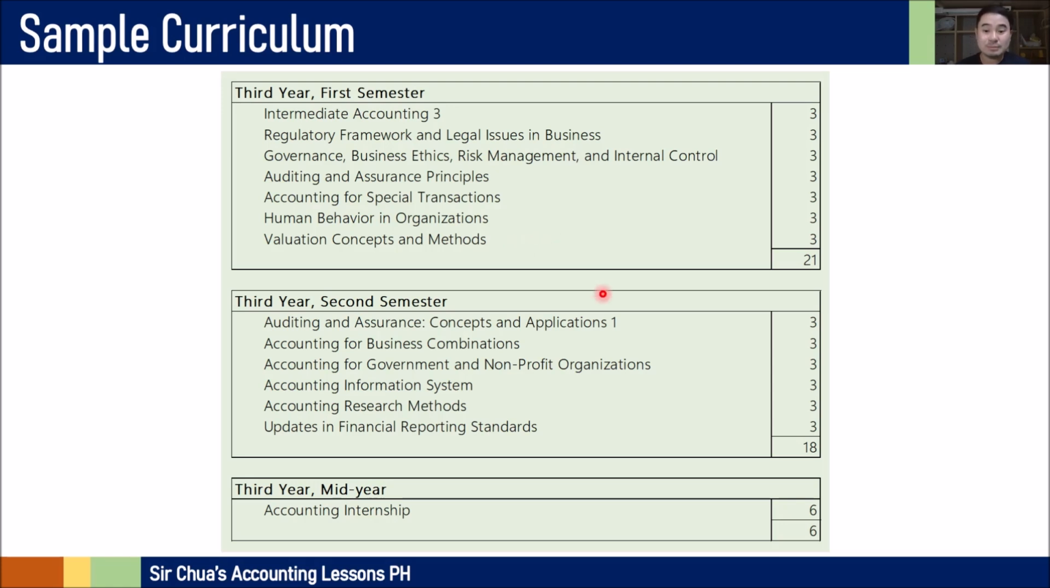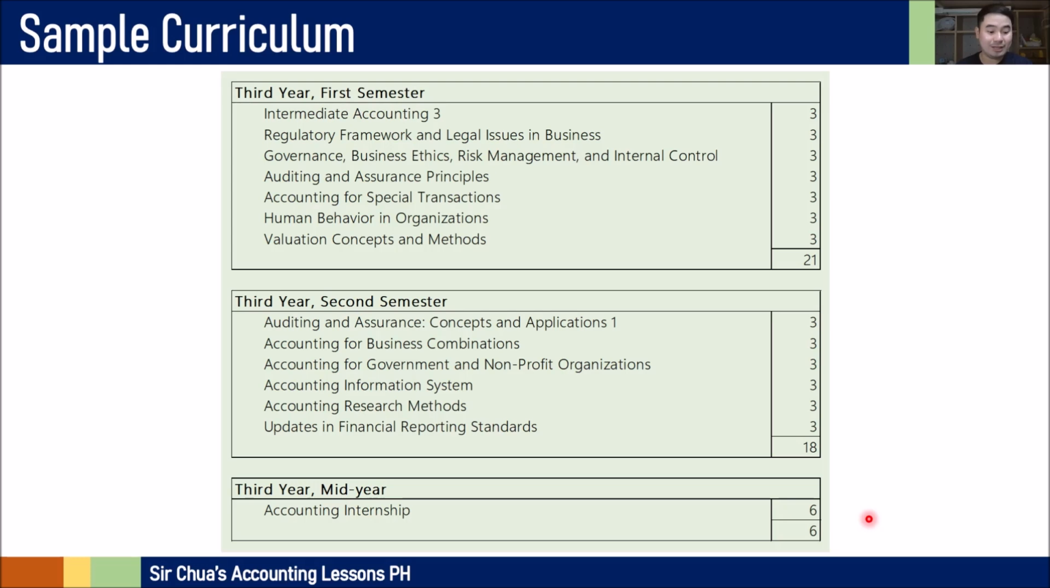Okay. And then for the second semester, just a continuation of all of your professional courses dahil meron ka ng principles of auditing, so pwede ka na mag-auditing problems, Part 1. Okay? And then accounting for business combinations, accounting for government and non-profit organizations, dyan ko na rin nilagay yung accounting information system. Nag-statistics ka na nung nakaraan, pwede ka nang focus sa research methods ng accounting. Dito ko rin nilagay yung isang elective mo pa, updates in financial reporting standards. After you finish your third year, you can now do your internship during the summer term or mid-year term.